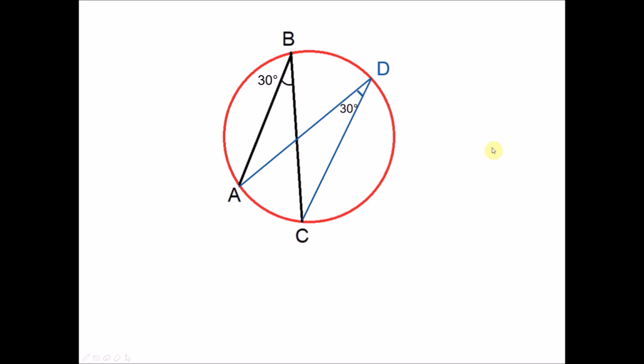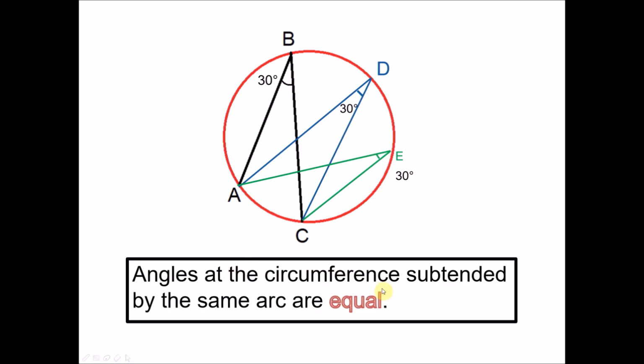Then I try again. I draw another line, a green line, starting from point A, and I draw another line starting from point C. And this touches another point on the circumference. So now I label this E and measure this angle here. I will find that it is also 30 degrees. So what conclusion can we get from here? Angles at the circumference subtended by the same arc are equal.